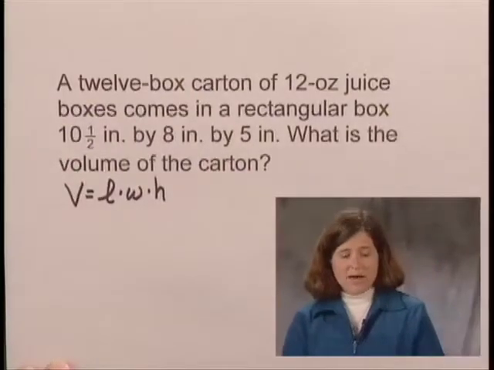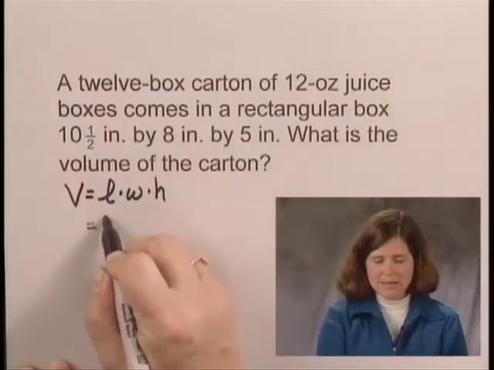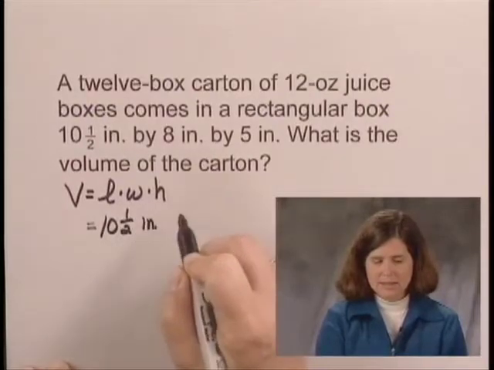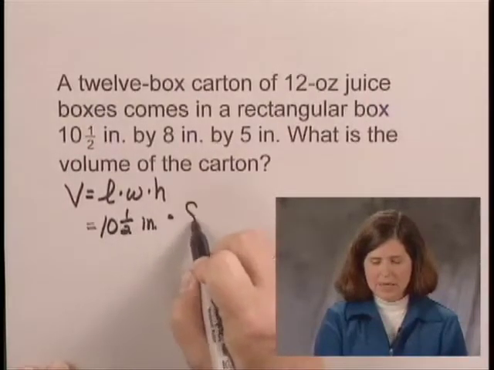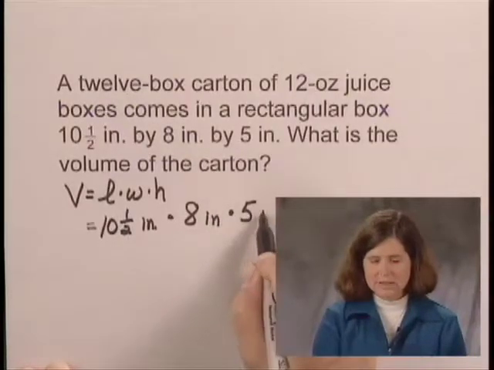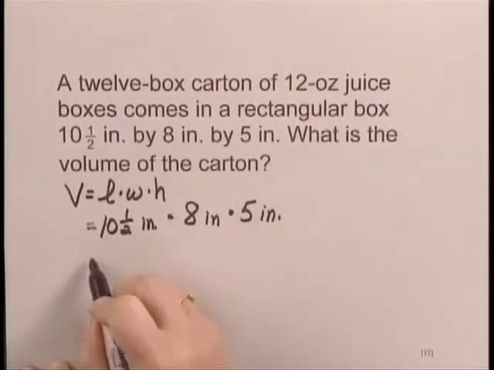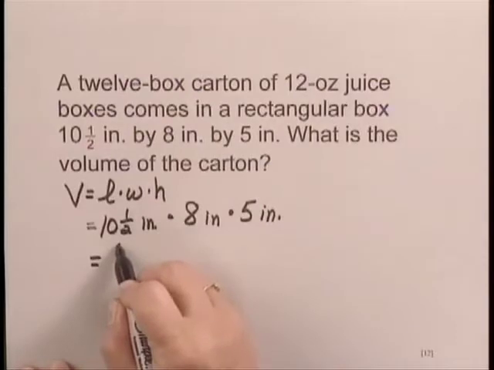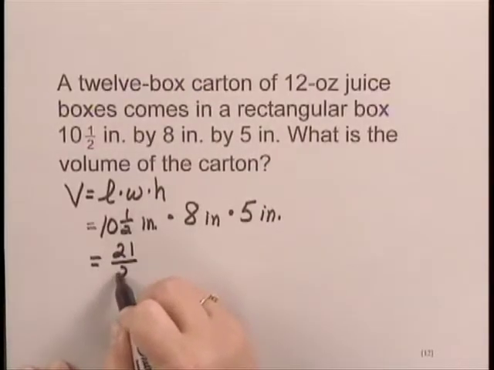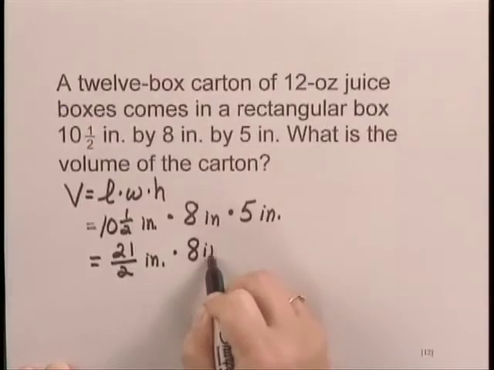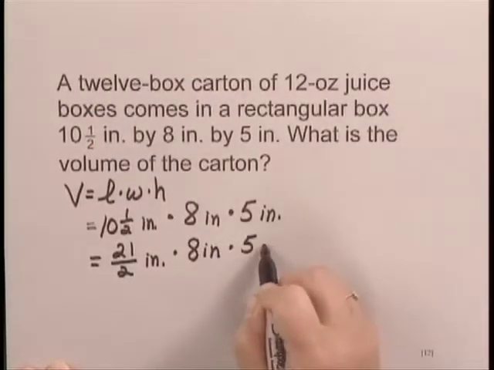We substitute the values in the problem: 10.5 inches times 8 inches times 5 inches. 10.5 inches, we're going to multiply this mixed numeral, so we want to write that as a fraction: 21/2 inches times 8 inches times 5 inches.